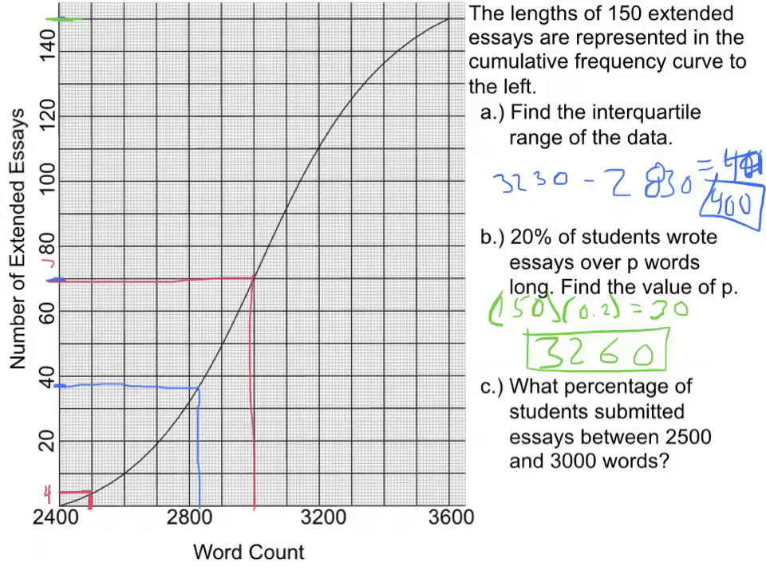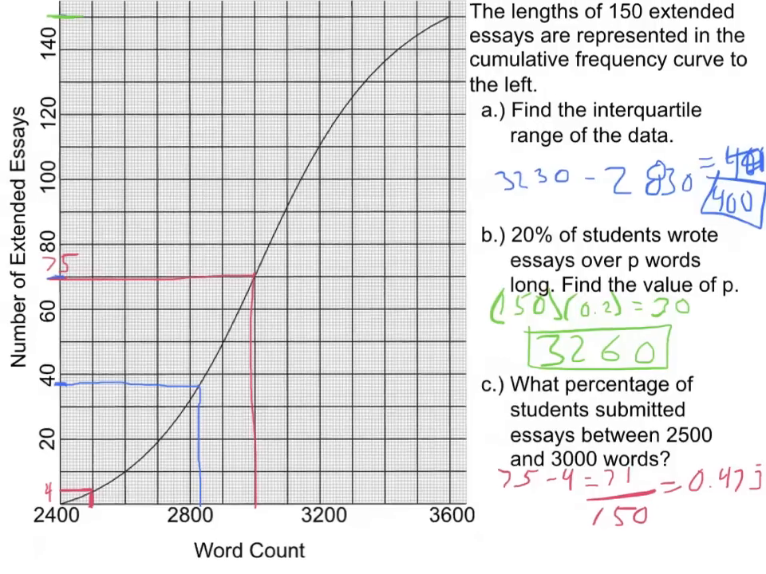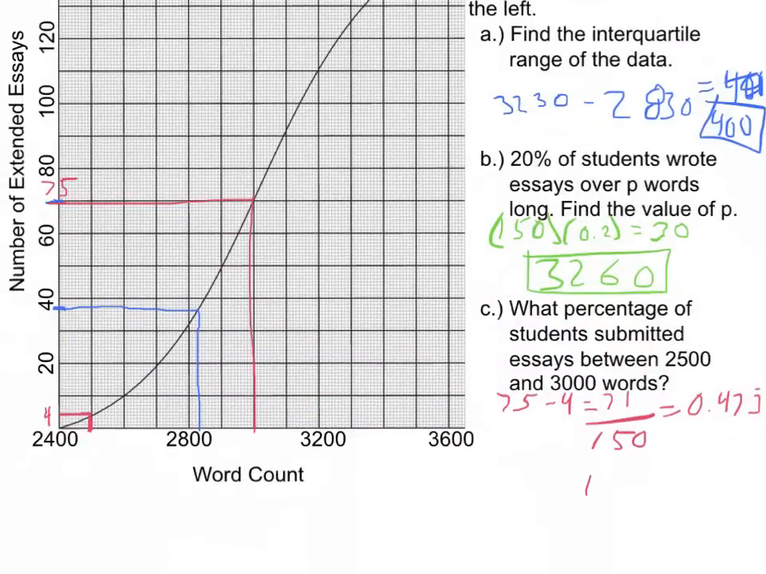That one's 75. So it looks like there were 75 minus 4, which is 71 students out of 150. And if we do 71 divided by 150, I get 0.473 repeating. So if they want the percentage of students, you're looking at 47.3% of the students submitted essays in that length.